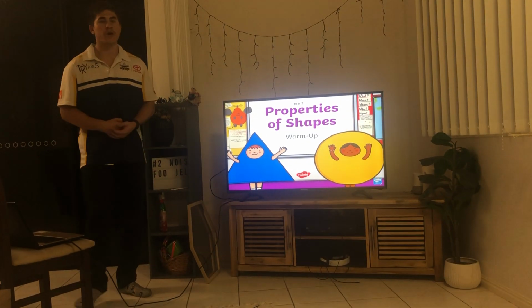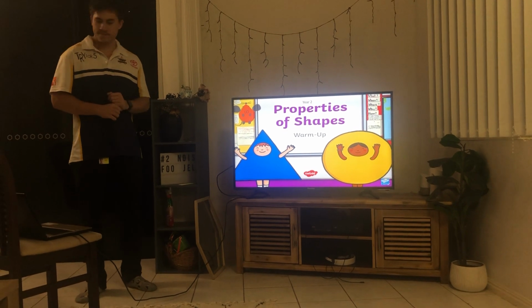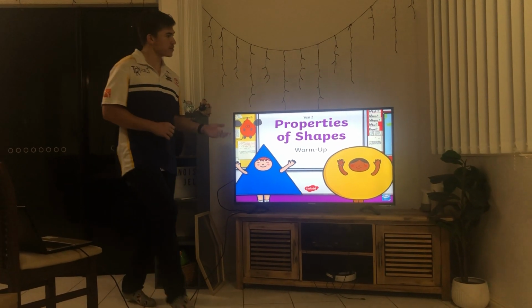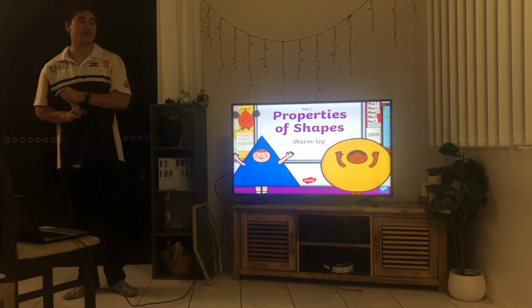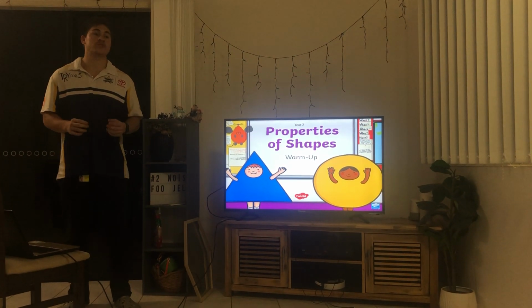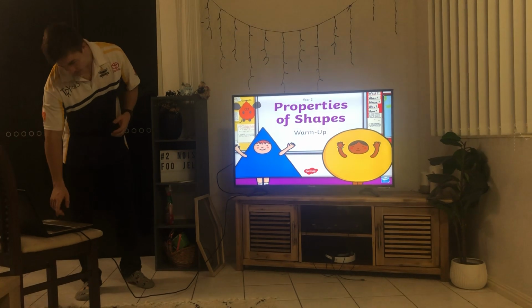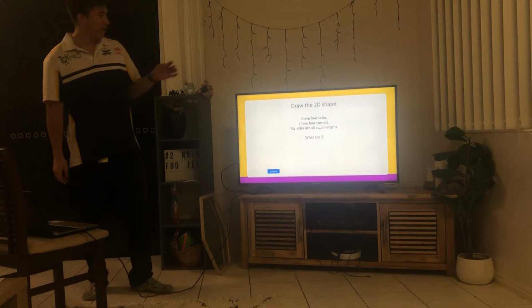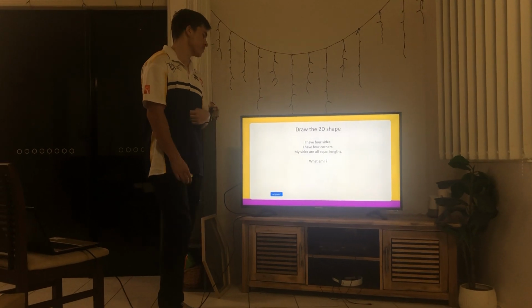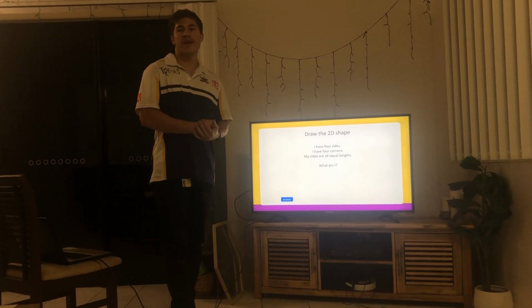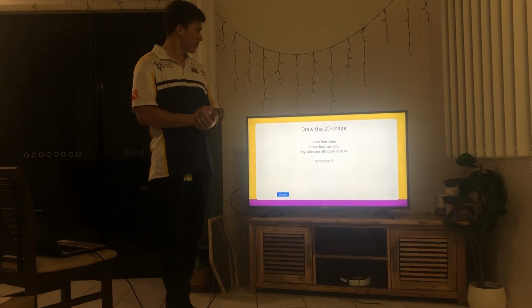We will identify the properties of a shape. Just like in the activity last lesson, we identified how many lines and how many corners are in the shape, and identify what the shape is. So for our first one, we have 4 sides. I have 4 corners. My sides are all equal lengths. What am I?